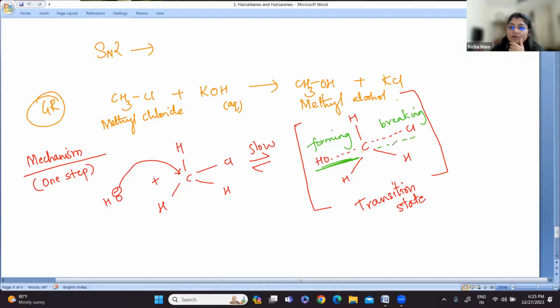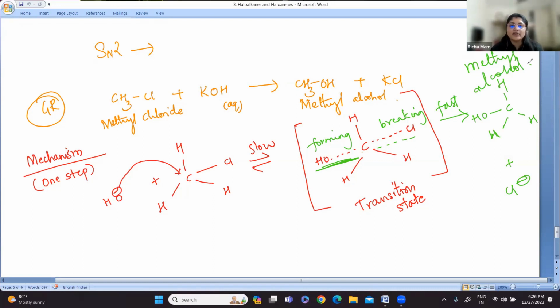So further, what is happening? The CCl bond will break completely, and your product is HOCH3 plus Cl minus. So this is the product which is formed. What is the name of the product? It is methyl alcohol. Understood? Is it clear? So these things you have to mention.